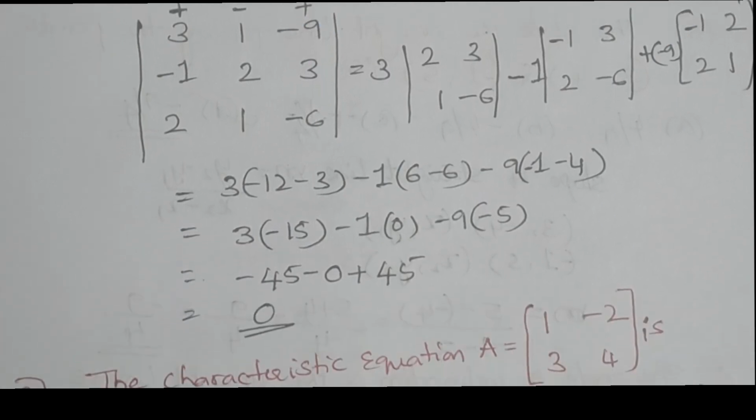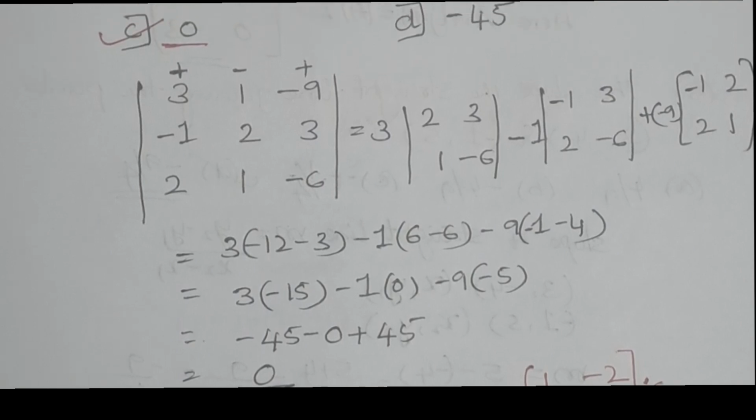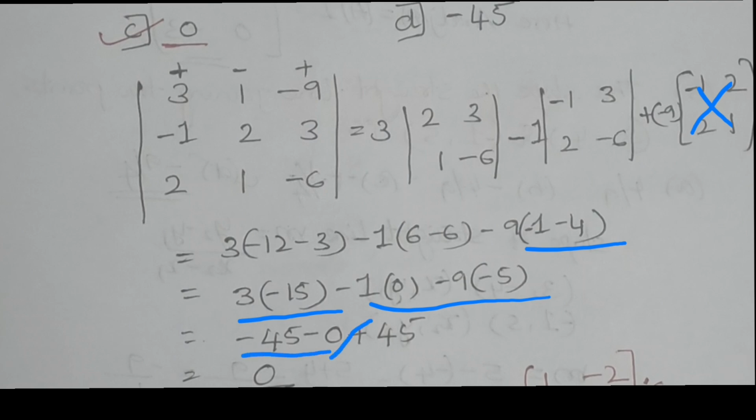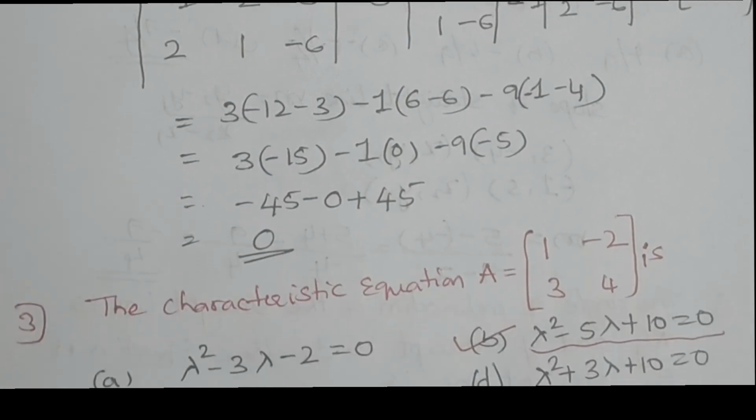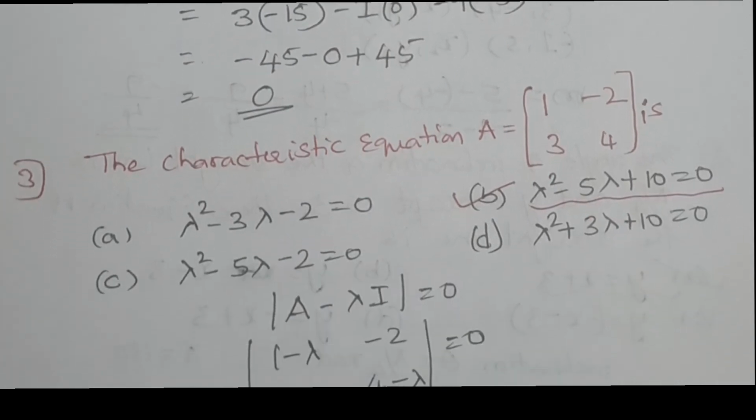So later, the matrix as it is, you write down 3, multiply this and this, you will get the answer. Minus 1 as it is, multiply this and this. Same, minus 9, multiply by this and this. So you multiply this and you get 15, minus 15 into 3, 45, minus 1 into 0, 0, minus 9 minus 5 is equal to 45. So plus 45 minus 45, plus 45 minus 45 is equal to 0. The answer is option C for this question. We'll move on to the next question.